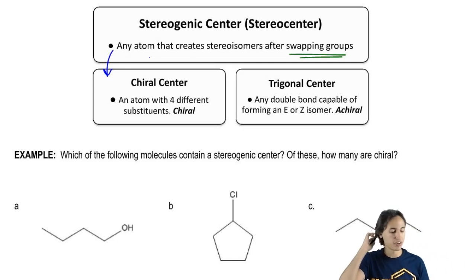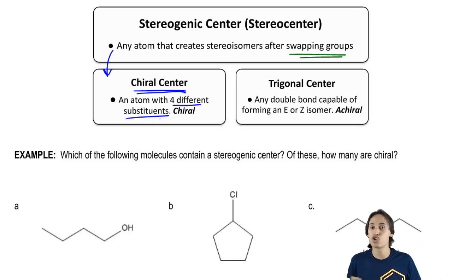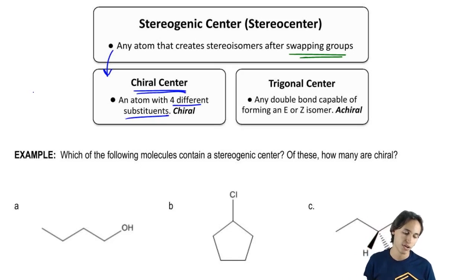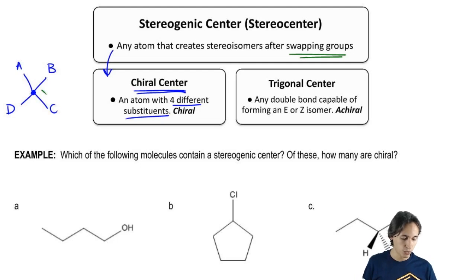So what is a chiral center? A chiral center is going to be any atom that has 4 different substituents, okay? That's it. It's a super easy definition. So if I have an atom in the middle, and it's attached to atom A, atom B, atom C, atom D, that is what we call a chiral center, and it would be denoted with a star. I would use a little star to say that that is a chiral center.